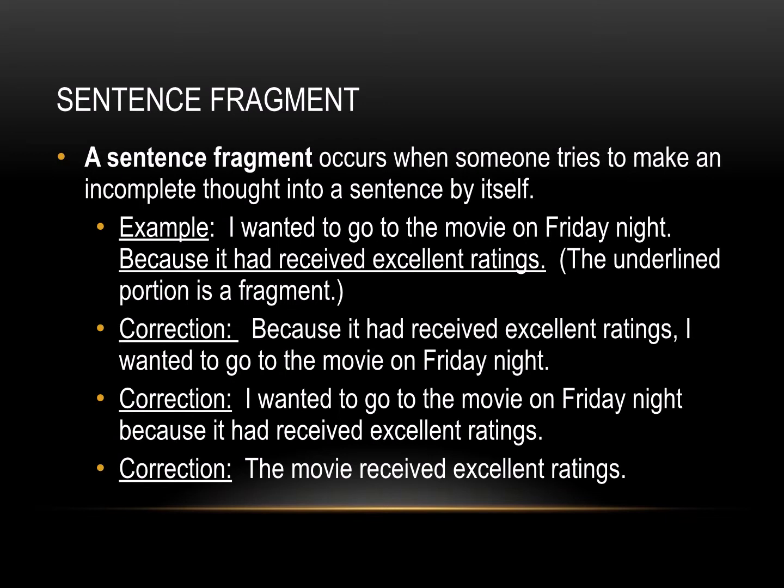So you can combine that with an independent clause, as you see in the first correction, to make a complex sentence. You can rearrange it to still have a complex sentence, but the because section, the dependent clause, is in the second half of the sentence in the second correction. Or you can just make it a sentence on its own by taking off the subordinating conjunction at the beginning, shortening because it had received excellent ratings to the movie received excellent ratings.